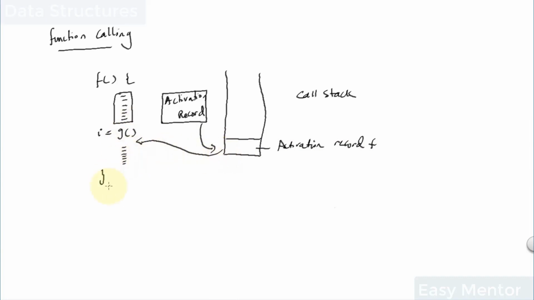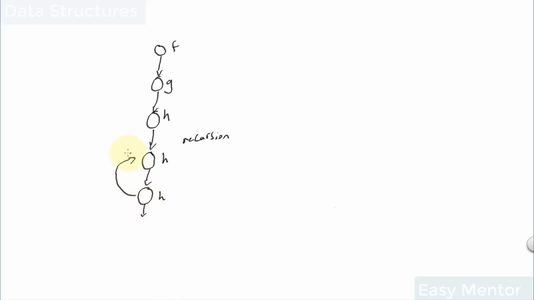If you represent this as a generic call graph, let's take a function f which calls a function g, which in turn calls a function h, which might in turn call h itself. This is where you have recursion, where a function calls itself with potentially different parameter values. Then this goes on, and say you have another call to h, and then this h returns back to the previous call of h, this again returns to the previous call of h, and then this returns to g, and then this returns to f.